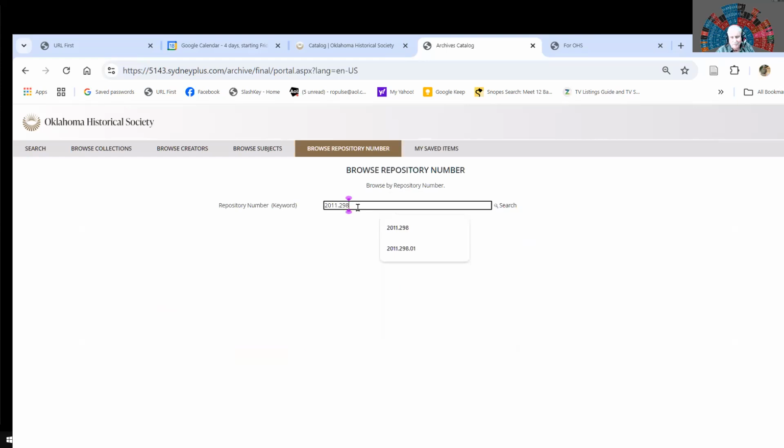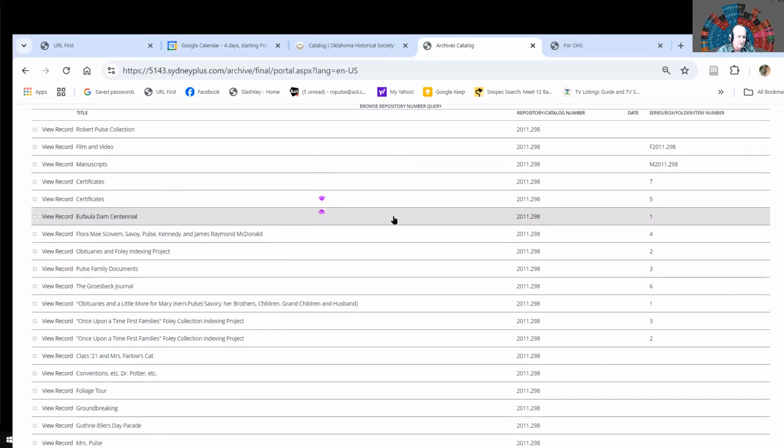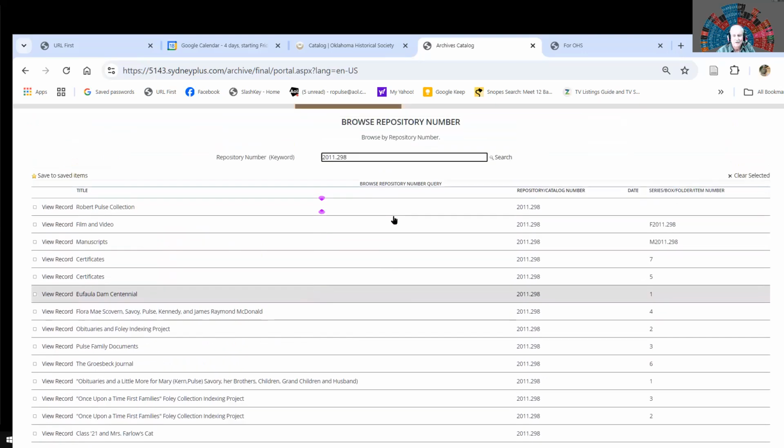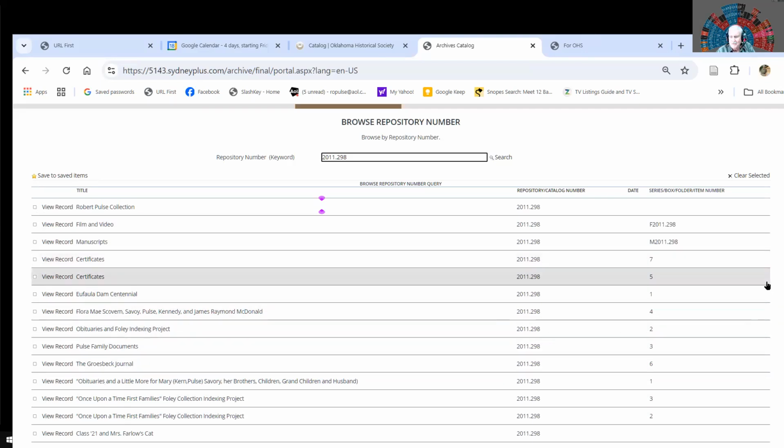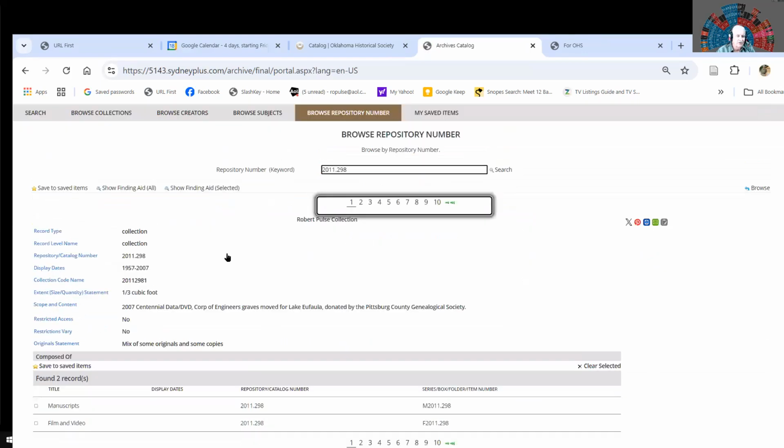So let's put the number in and do a search. Now, this is by collection. And notice all the detail that they've got now. Before, you just got a little record that said it was there. And you'll notice that there are videos in here, manuscripts in here. There's all types of stuff in here. 7 boxes of certificates. I think there's only 2, or 7 certificates maybe. And you do that, and that'll give you the view of the collections.